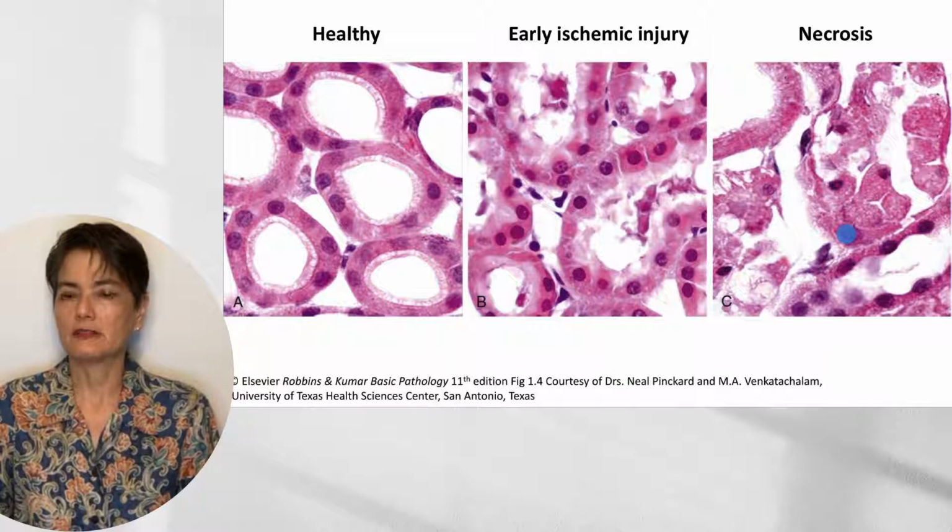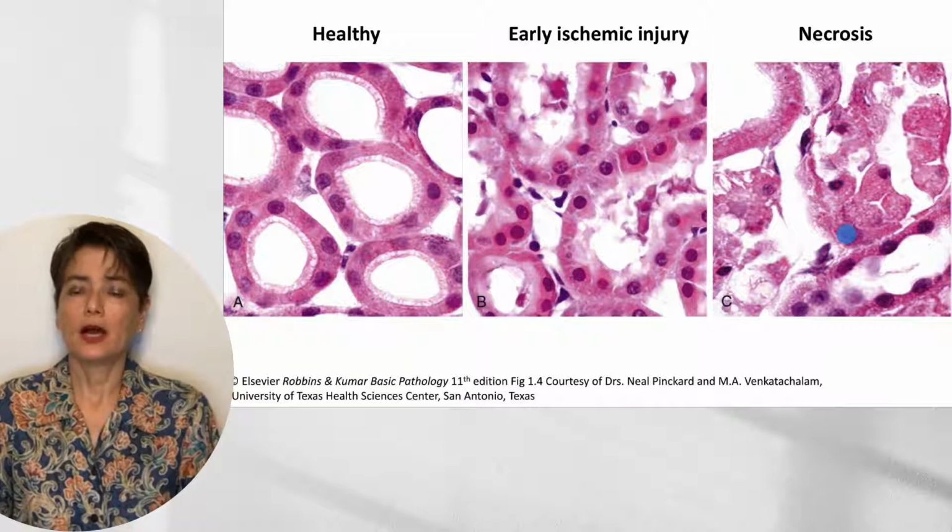I associate karyorrhexis primarily with rapid tumor growth as well as in hematopoietic cells, for example, neutrophils, once they are ready to die after doing their job and they undergo apoptosis, they will undergo karyorrhexis. We don't see karyorrhexis here, but we do see some karyolysis.